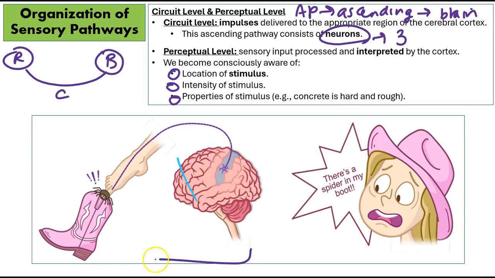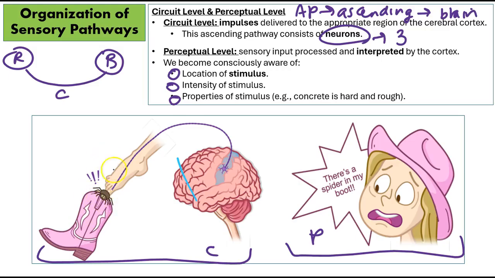Here's our circuit level example. Here's our perceptual level example. So we have a spider in a boot. You go to put your foot into the boot and you feel that spider automatically. You could be scared, for some people, and they're going to send through an ascending pathway, in a circuit level, a message to the brain. The brain's going to process the information and say, hey, there's a spider in my boot. Okay, so keep that in mind as well.